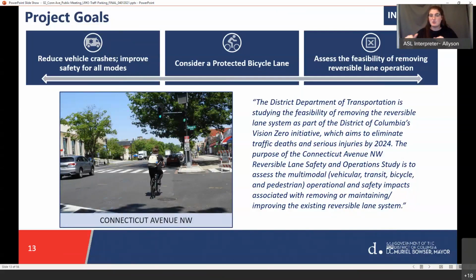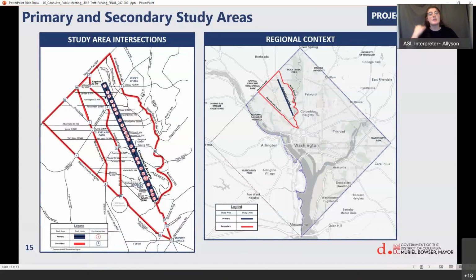The map that you see in front of you on the left is our study area. The study area extends from Legation Street on the north to Calvert Street on the south. We're studying 24 intersections within that primary study area. The red that you see is our secondary study area.